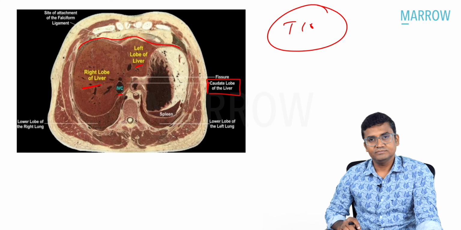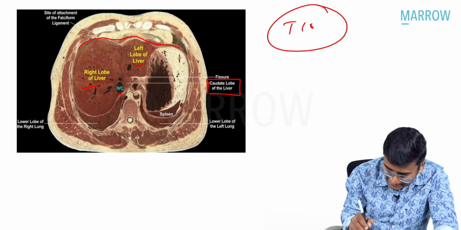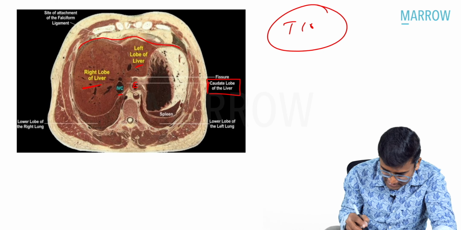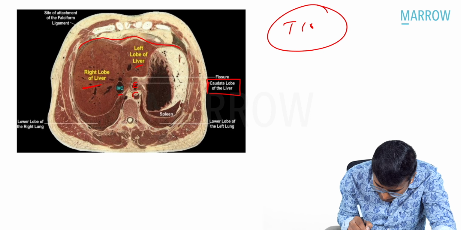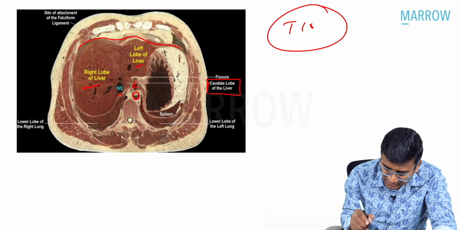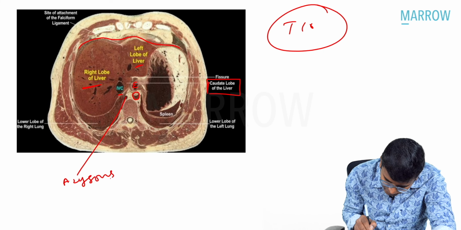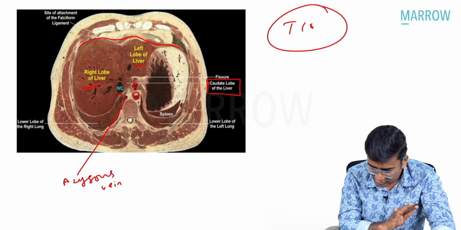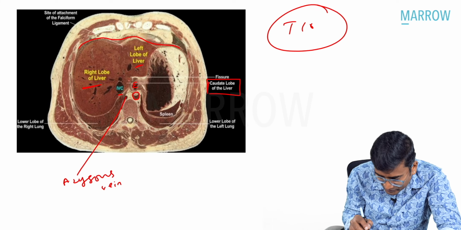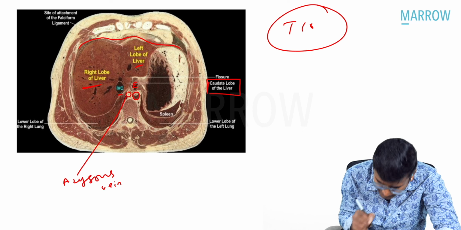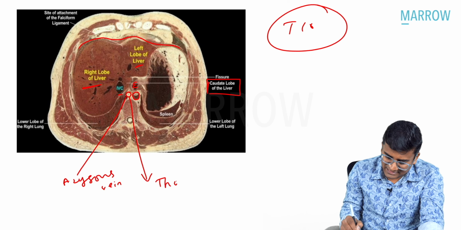of the liver. Okay. And as usual, this is the esophagus, and beneath that you're seeing the aorta, and the small vein, again, that is the azygos vein. Sometimes they won't ask you. For completion's sake, I am writing. Now, can you see one small white structure here? Yes, that is our thoracic duct.